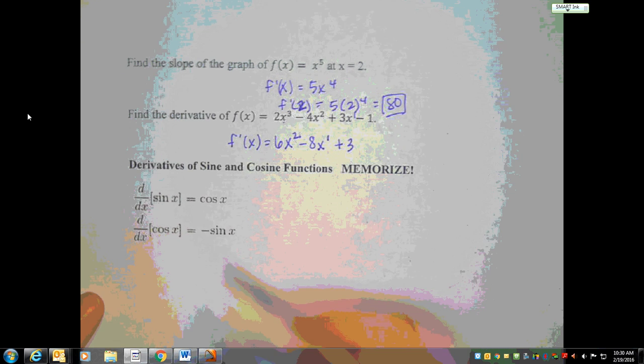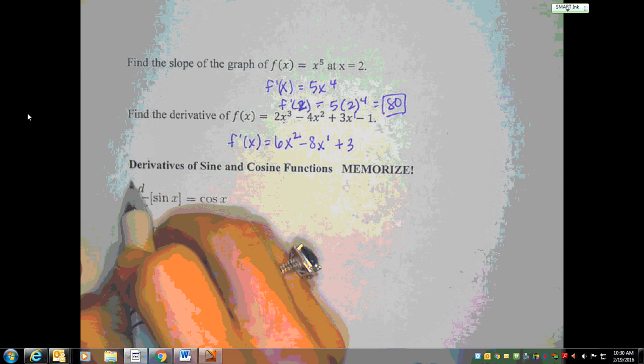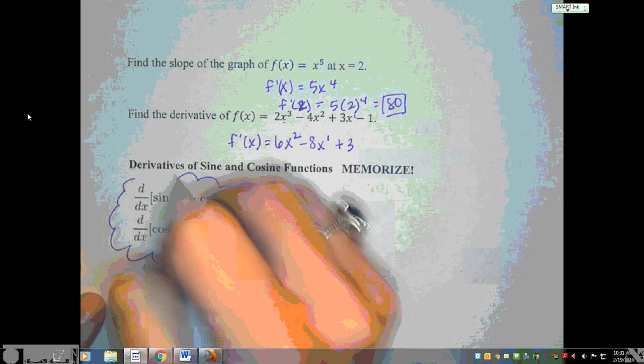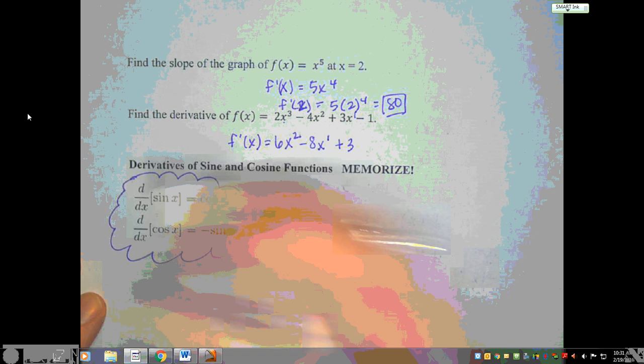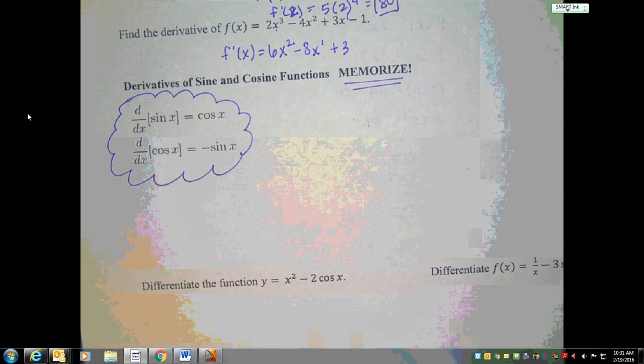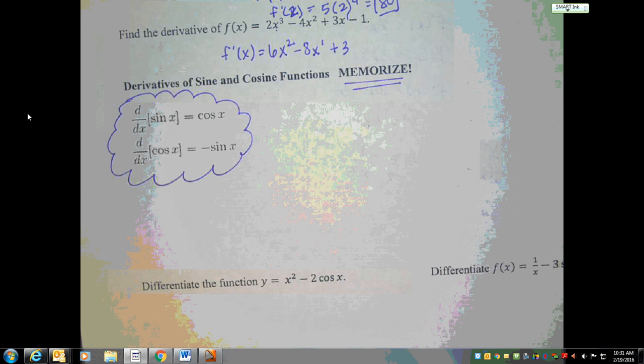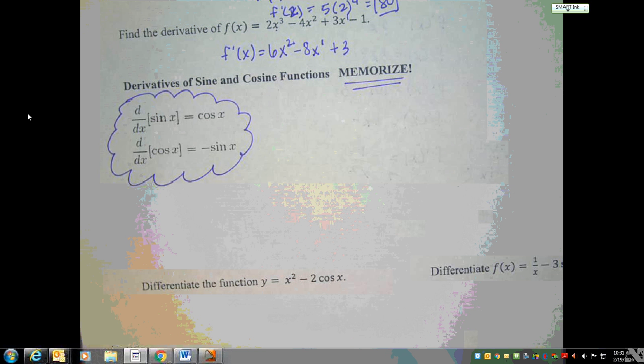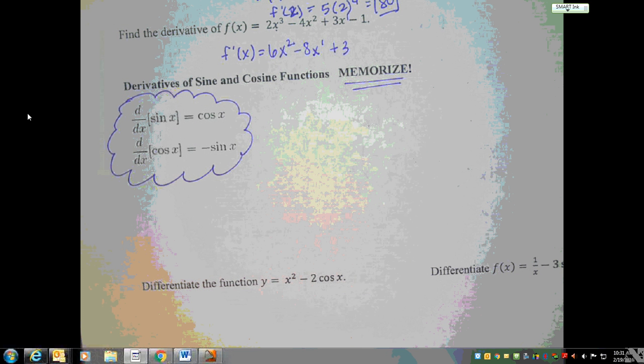Terrific. All right, these little guys, put circles, stars, exclamation points, whatever, but you're going to have to memorize those. There are no quick little power rule tricks for trig functions. You just have to know them. I know you guys are not fans of memorizing, but it's not a big deal. There's 2. The derivative of sine is cosine. The derivative of cosine is negative sine.